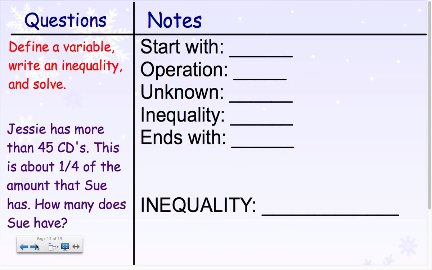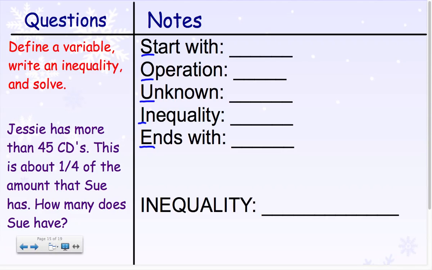Now we've got a couple word problems. We're still going to use the same SUI that we used in lesson 5.1 to help us write our inequalities. Remember, SUI is start with, operation, unknown, inequality, and ends with. Jessie has more than 45 CDs. This is about a fourth of the amount that Sue has. How many does Sue have?